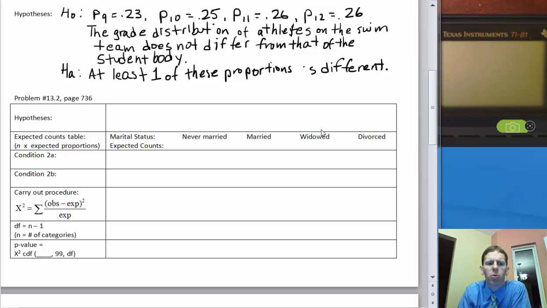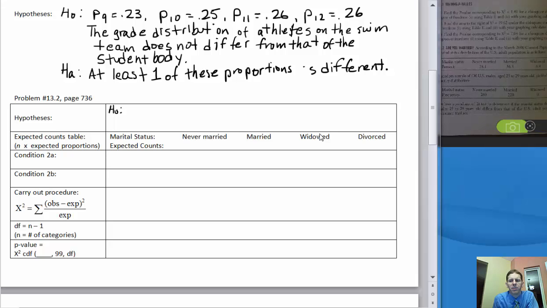So I'd like you to get out your homework problem from the other night. I'd like you to pause the video while opening your book to page 736. Once you have your homework and your book out to the correct page, we'll restart the video and we'll take a look at some of these parts for this particular chi-square test.